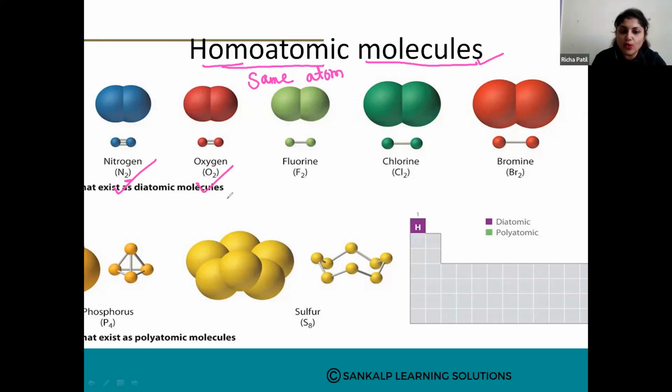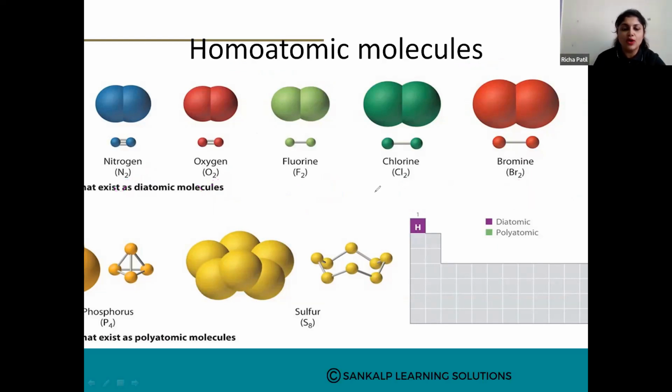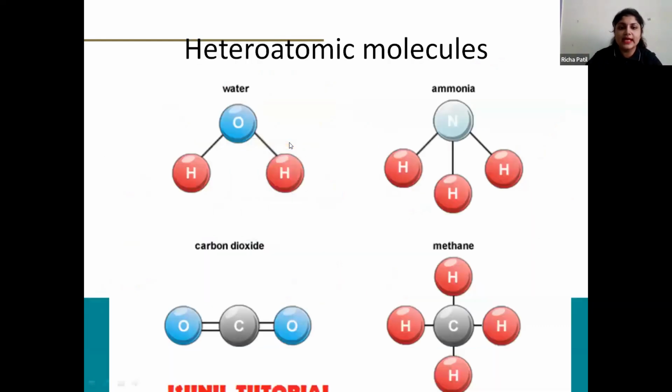The next example is O2, between two oxygen atoms when they combine. Here is fluorine, when two fluorine atoms combine, they are between the same atom. Then chlorine, between two same chlorine atoms. Bromine. These are the examples of homoatomic molecules. Homo means same atoms.